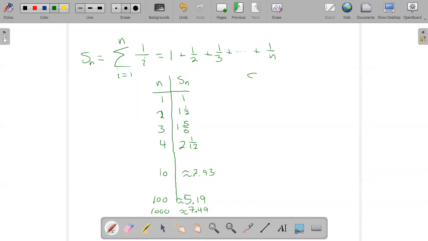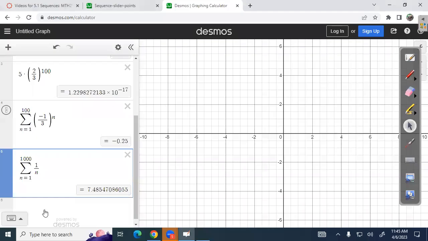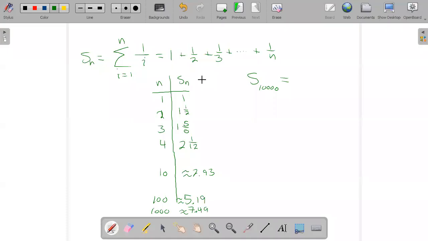Let's see. Think Desmos can handle the 10,000th sum? What do you think? I don't know. 9.79-ish. Interesting. Let's see, 10, 100, 1,000. When I've gone up by powers of 10, what has this jump been like from here to here, here to here, and then up to there?